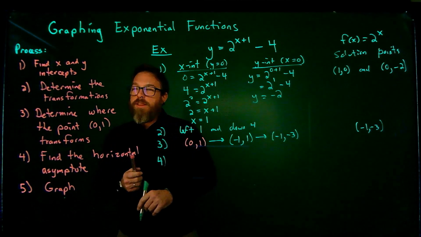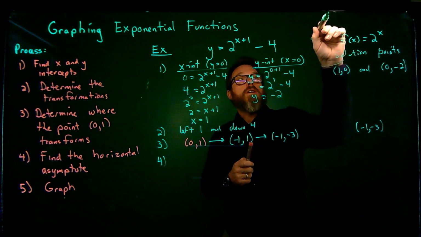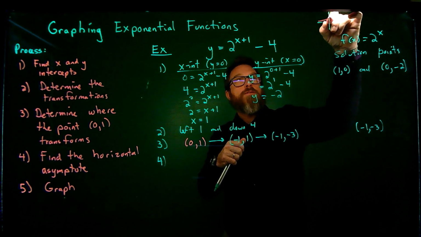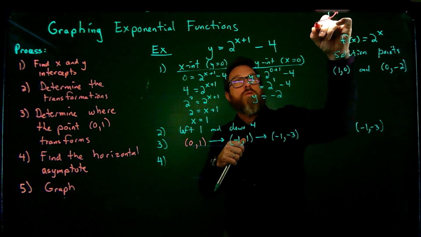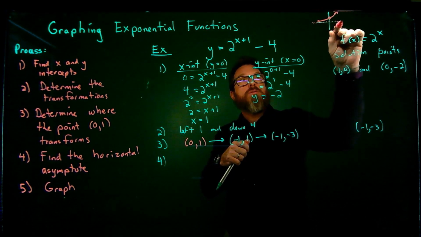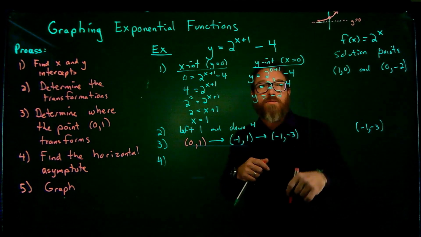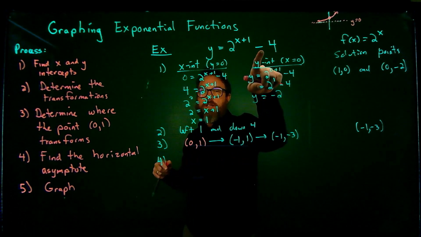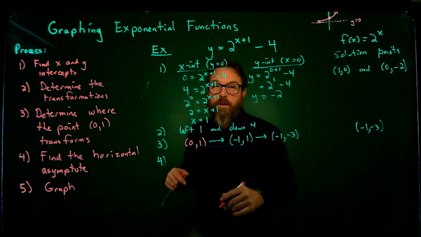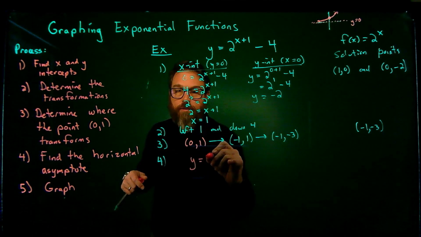Let's go ahead and find the horizontal asymptote. What we know is that for the parent function, exponentials look like this: the parent function goes to the point (0, 1), and it has a horizontal asymptote of y equals 0. So that's the horizontal asymptote of its parent function. And when this thing shifts down, it's no longer going to be at 0, now it's going to be down at negative 4. So this is going to have a horizontal asymptote of y equals negative 4.